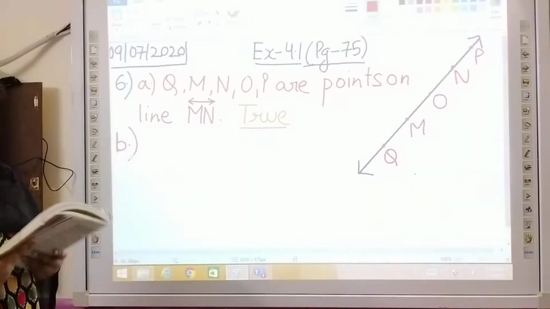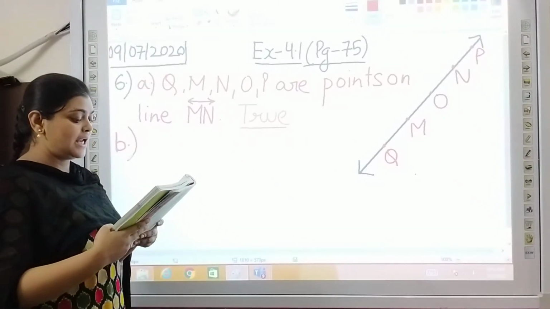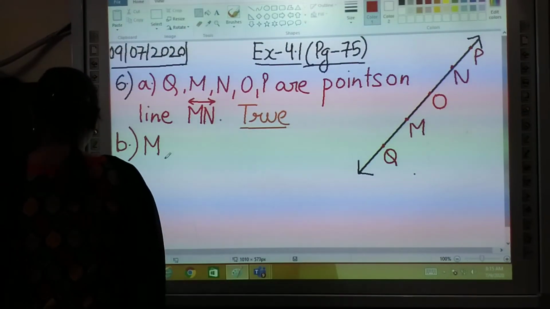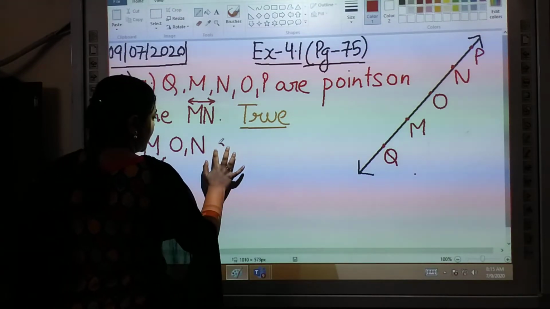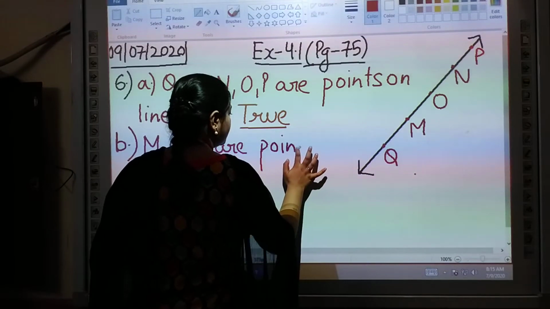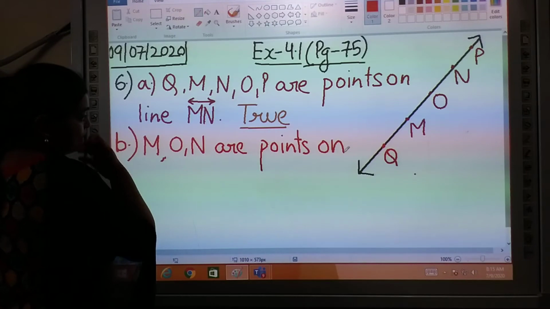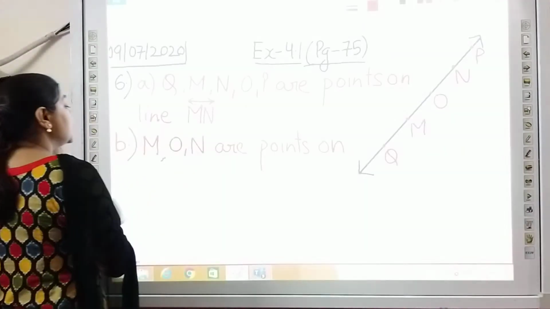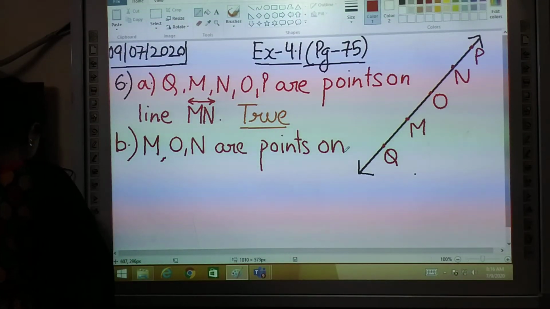Now let us take the second point. Points M, O, N are points on a line segment MN. Point M, point O, point N are points on line segment. Beta, you have to make note of what the question is asking. Here it was a line, now it is giving us a line segment.